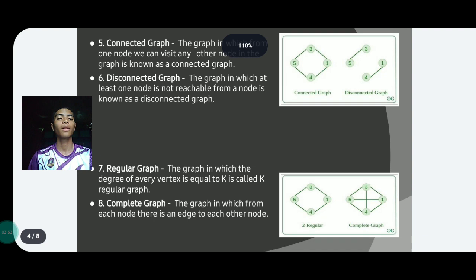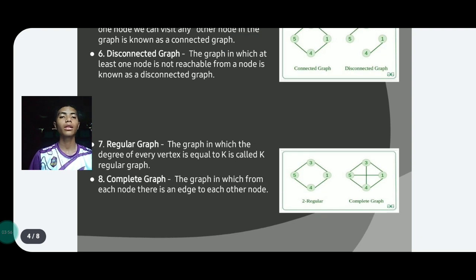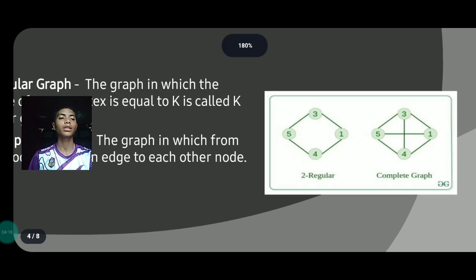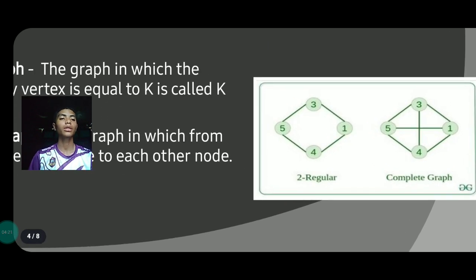Okay, number 7, regular graph. The graph in which the degree of every vertex is equal to k is called a k-regular graph. Number 8, complete graph. The graph in which from each node there is an edge to each other node. What is the example? Regular graph, it is connected regularly. Complete graph, everything is connected, with 3 to 4 then 5 to 1.